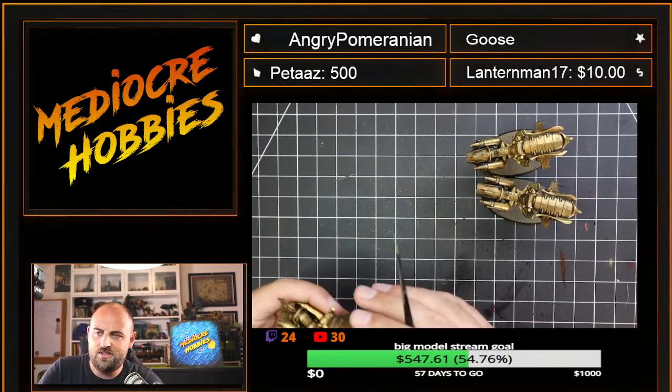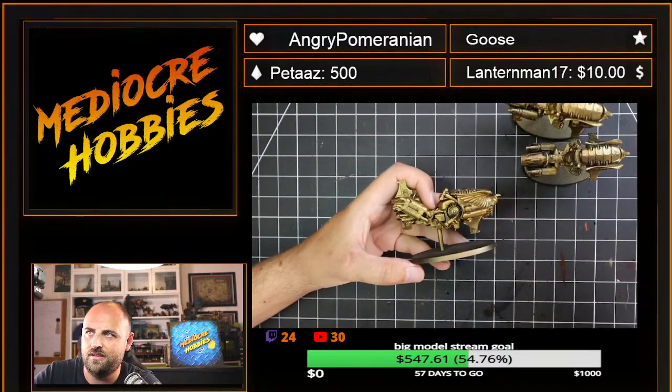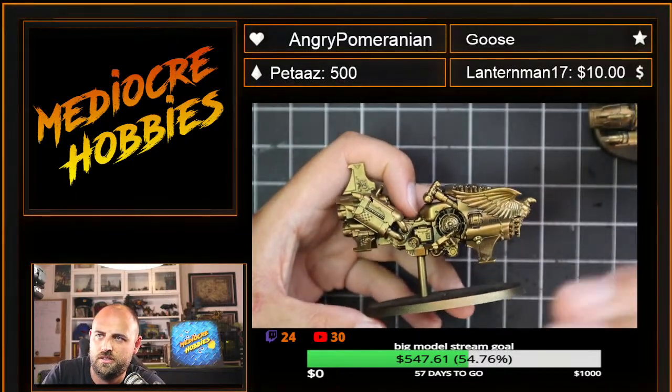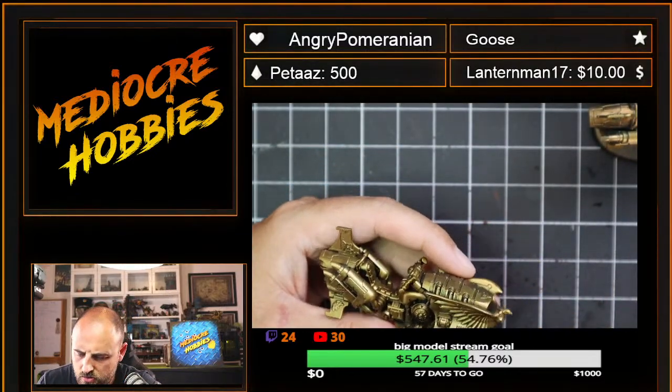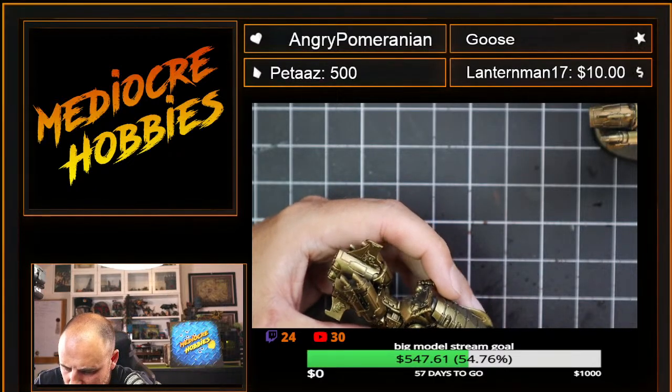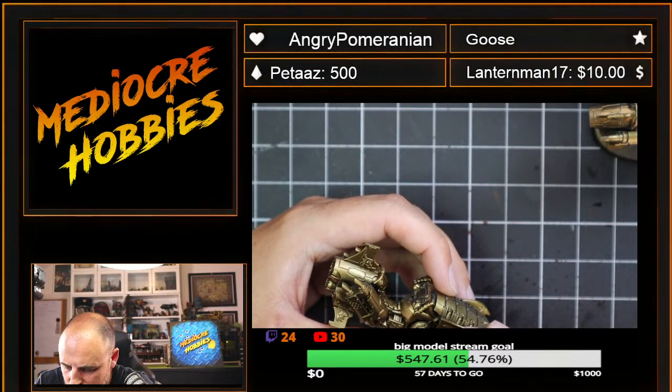I'm not having heat stroke. You're having heat stroke. Let us zoom and remember where the silver goes. So we're just going to start blocking in the silver bits on these bikeroos.